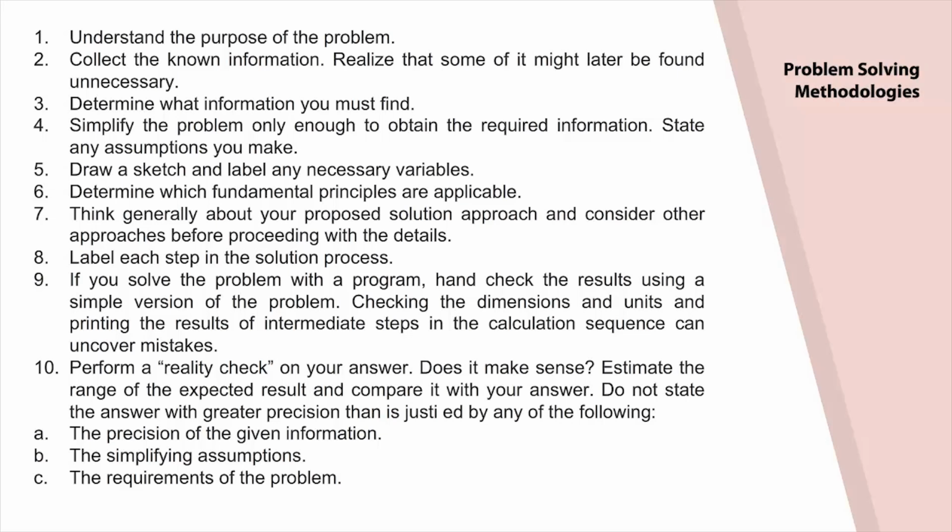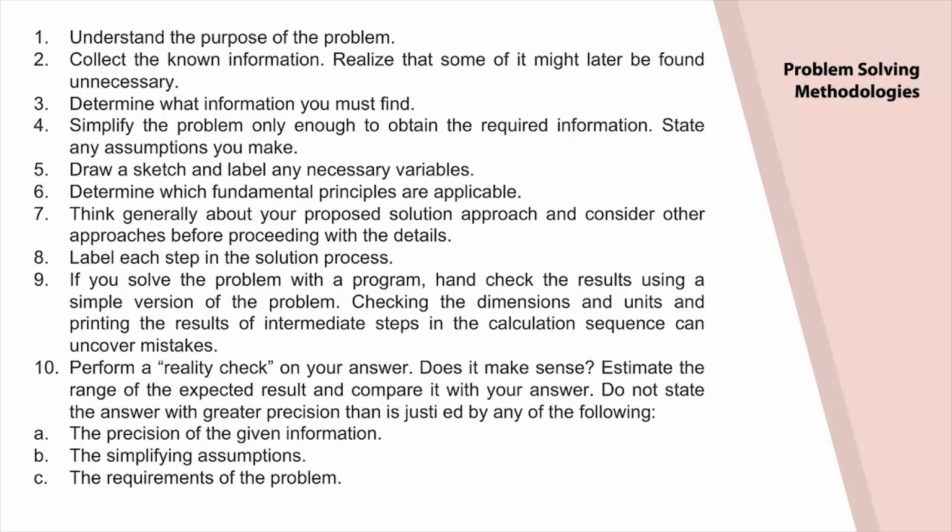Then fifth, we need to draw a sketch and label any necessary variables that we might use. The sixth is we need to determine which fundamental principle will be applicable to solve our problem. Then seventh, we need to think generally about our proposed solution approach. We need to consider other approaches before proceeding with our proposed solution: why some solutions might work, why some might not work. All of this has to come into the picture.